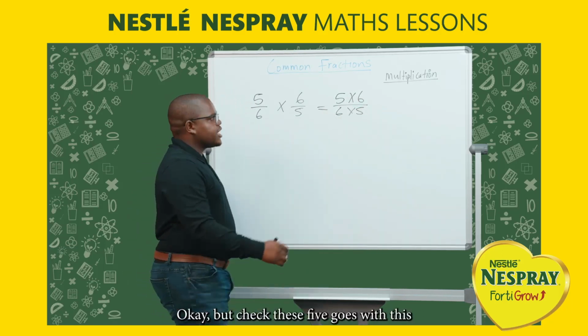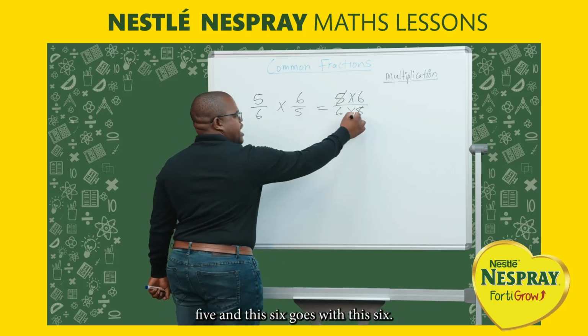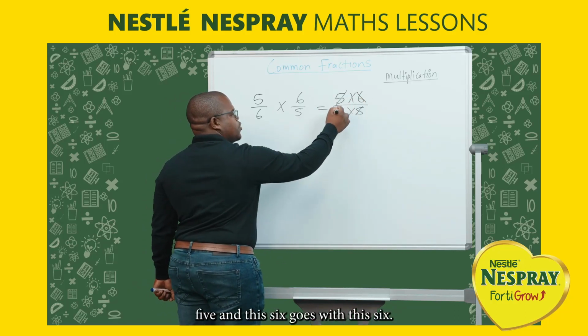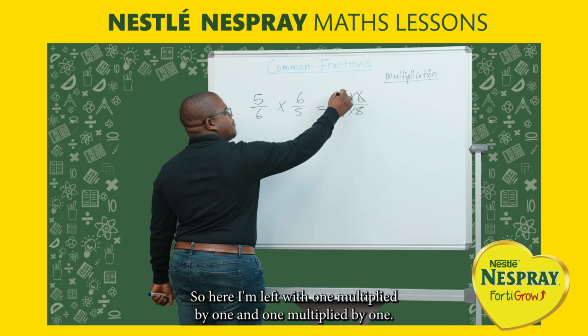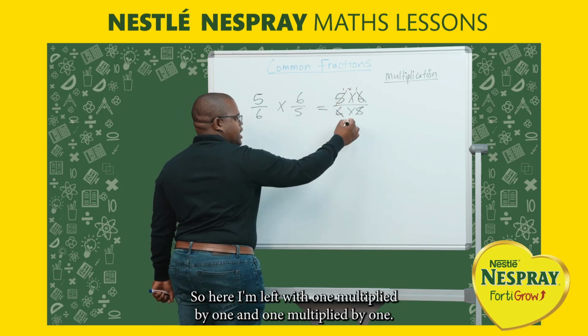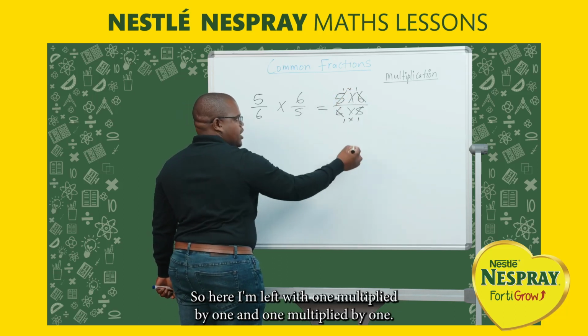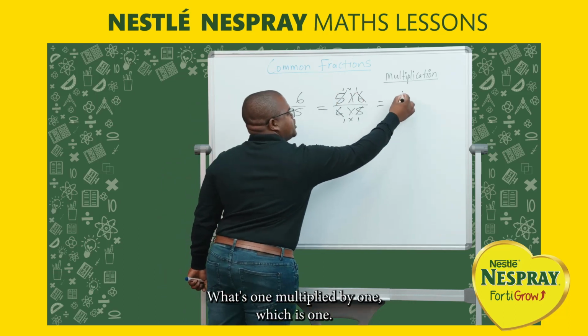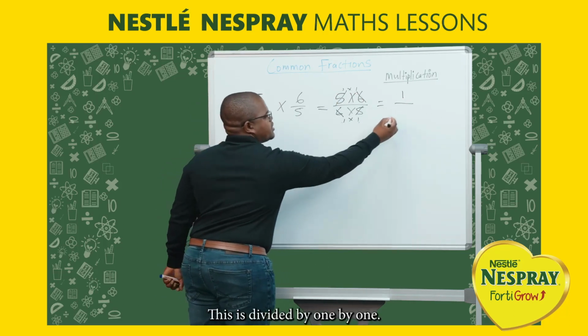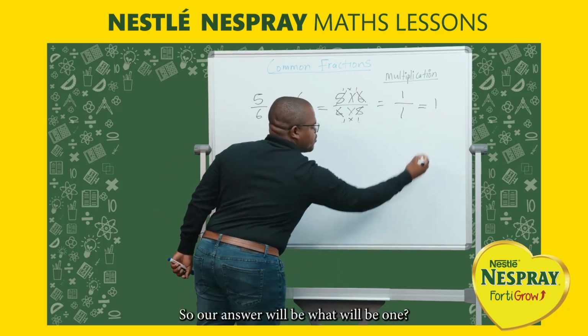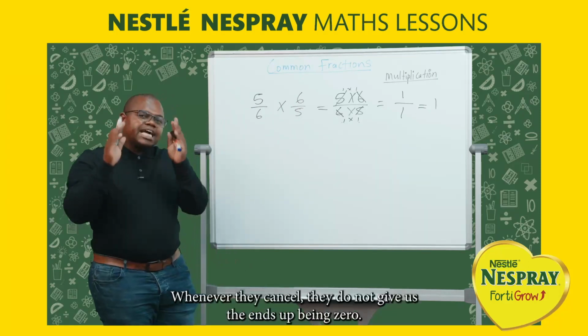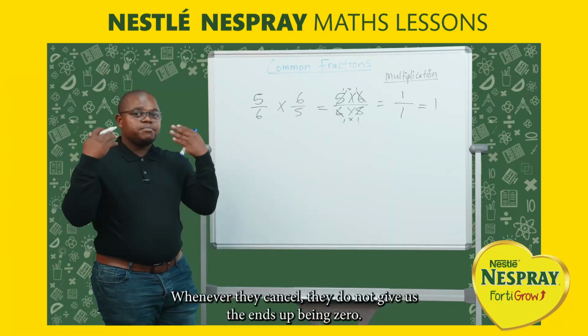Okay, but check, this 5 goes with this 5 and this 6 goes with this 6. So here I'm left with 1 multiplied by 1 and 1 multiplied by 1. What's 1 multiplied by 1? Which is 1. This is divided by what? By 1. So our answer will be what? Will be 1. Whenever they cancel, they do not give us the answer being 0.